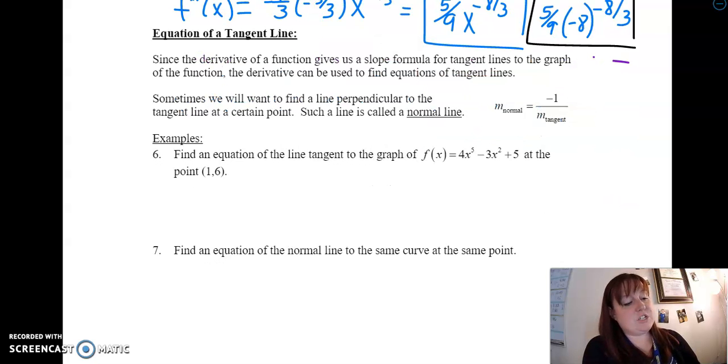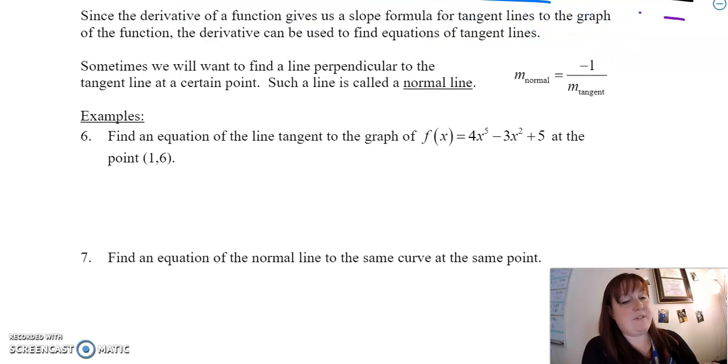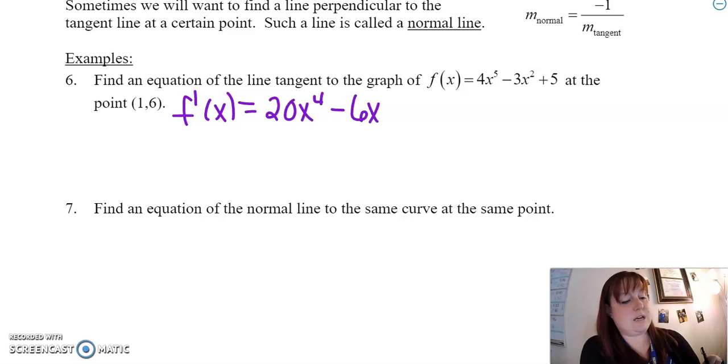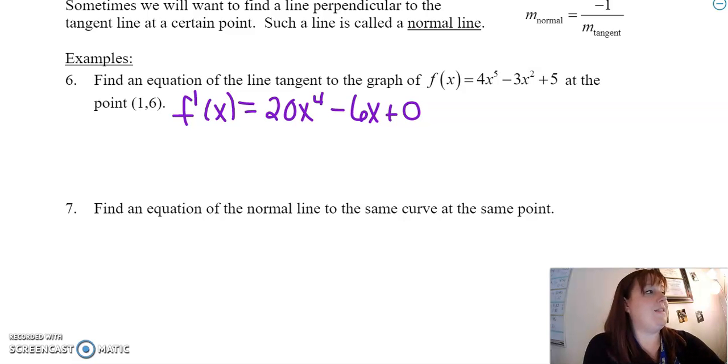First, we're going to find the equation of the line tangent to that graph at the point (1, 6). So first thing we need to do is find the derivative. So we find f prime of x equals, now because we have derivative rules, this is going to be really easy, isn't it? Okay, so we bring the 5 down, and I get 20x^4 minus 6x plus 0.